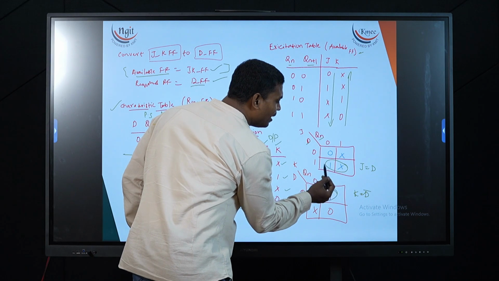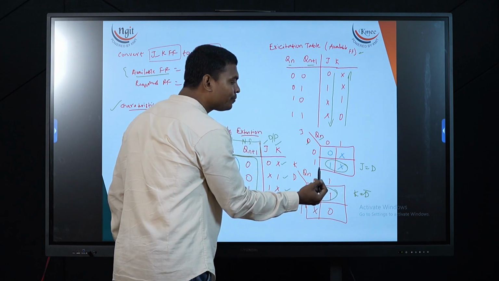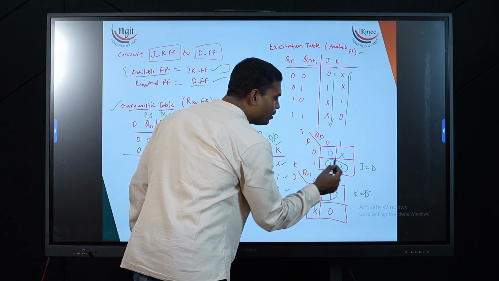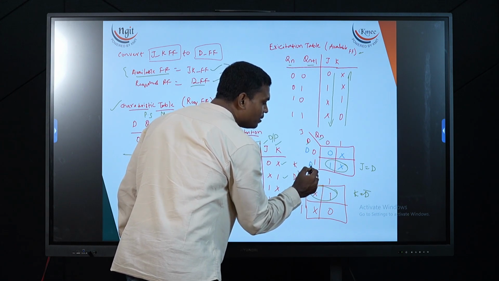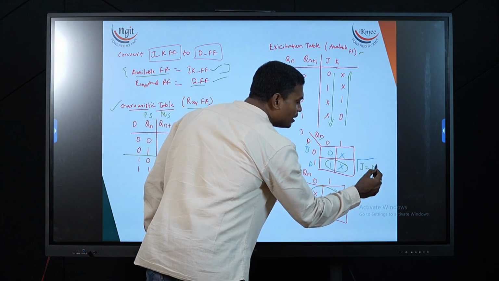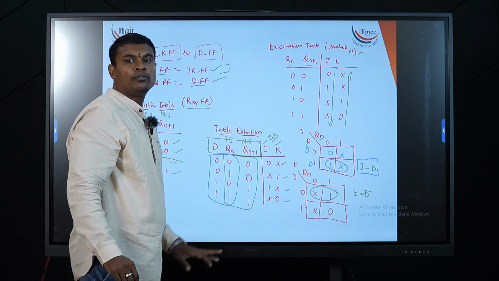So I am considering 1 and don't care as one group. So J is equal to, what is the common thing on the left side? That is the D value. This is D bar, this is D. So J is equal to D is the Boolean expression for J.